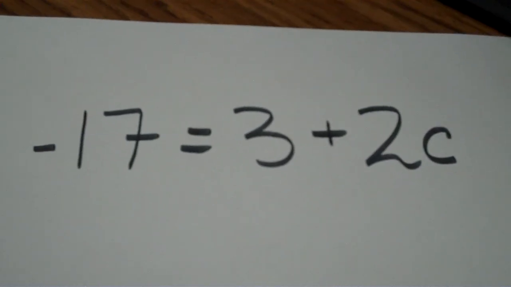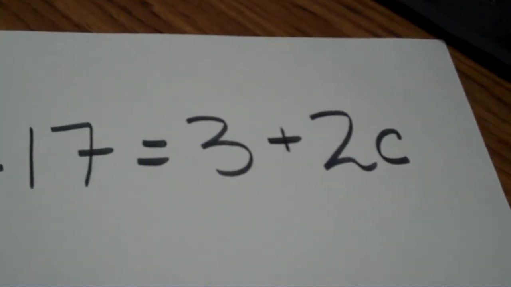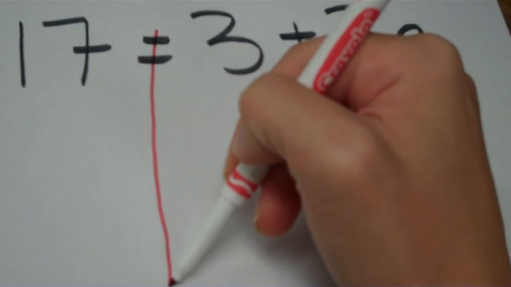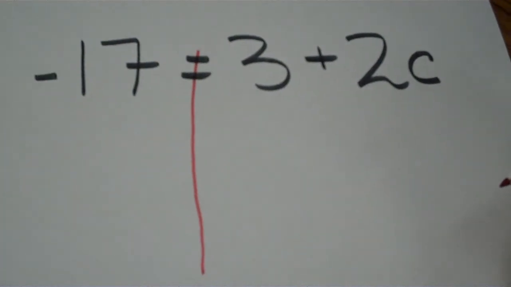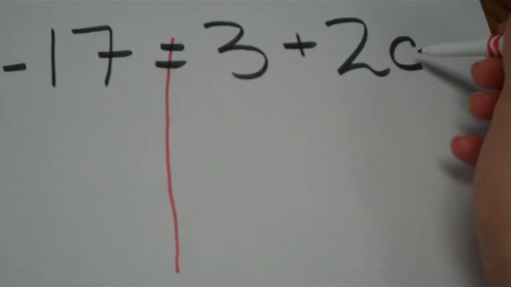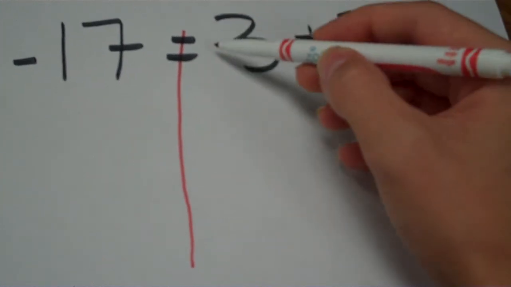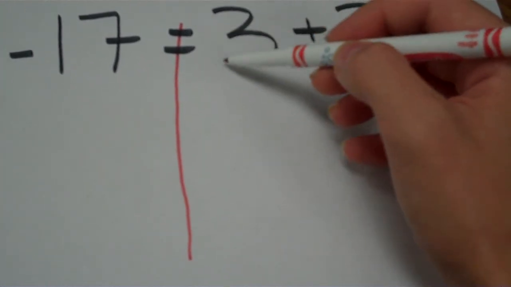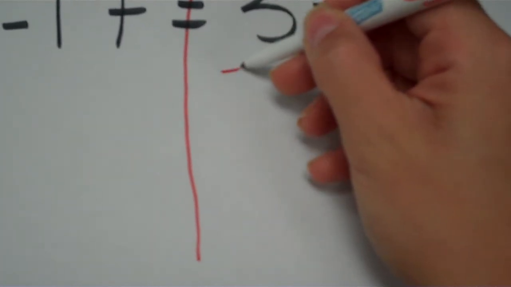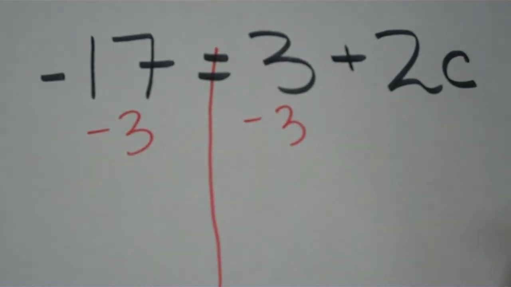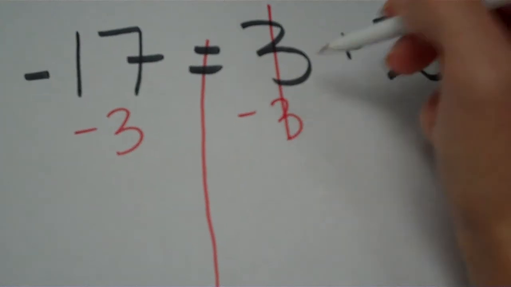Go ahead and write this down. Negative 17 equals 3 plus 2c. And then draw your line. Okay? Who are you? You're C. Who's your best friend? Is that positive 2? I'm going to kick out the 3. But there's no symbol here. But what is the opposite of a positive 3? Is negative 3. So we're going to minus 3 on both sides, basically. These go away because they're opposites.